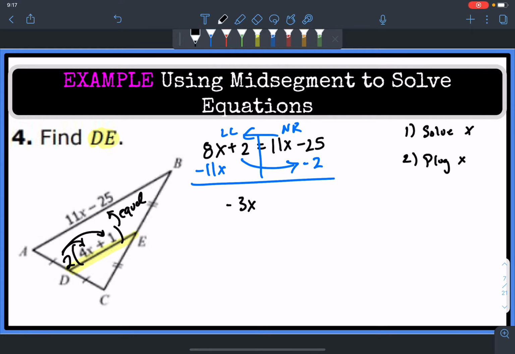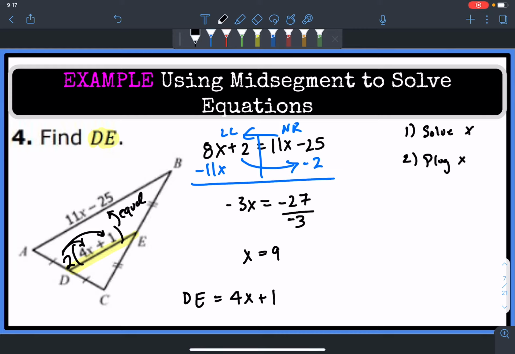Negative 3x would equal negative 27. We divide by negative 3, and the value of x is equal to 9. So we now know what the value of x is, but since at the very beginning, like I mentioned, we want to figure out the distance of DE, I now plug that in again into the distance of D to E. Well, the distance D to E is 4 times this value of x plus 1.